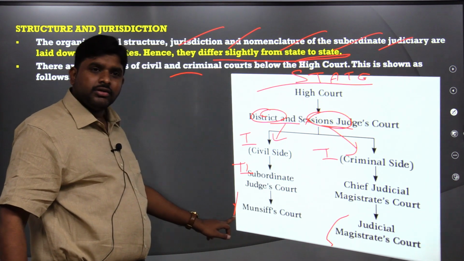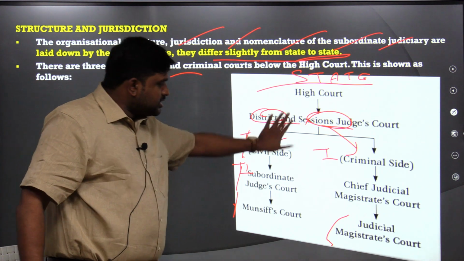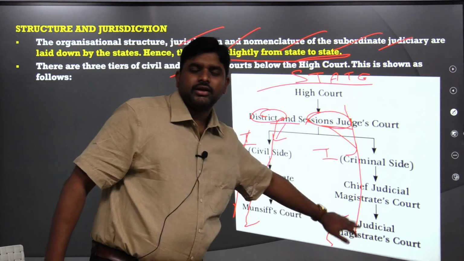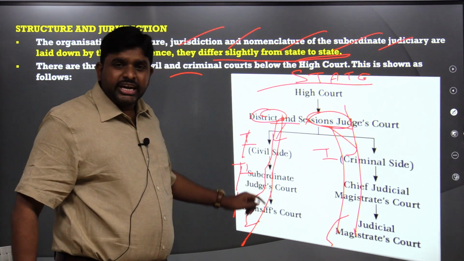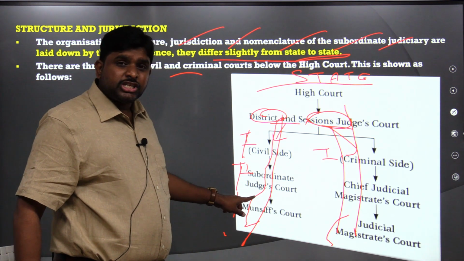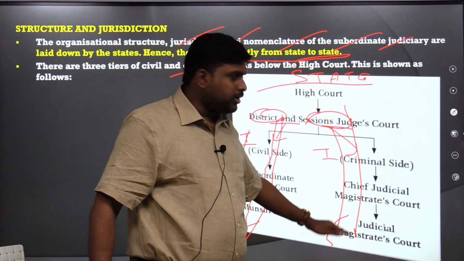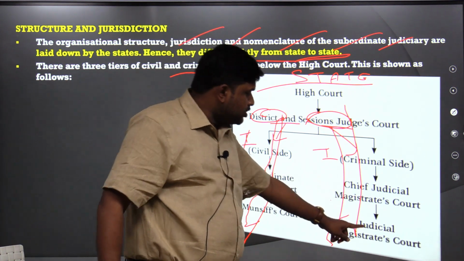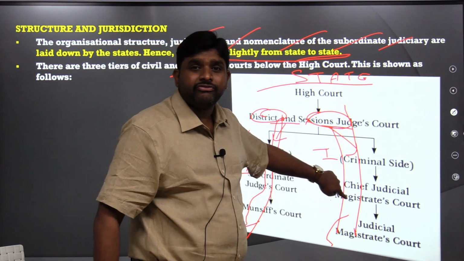Here, municipal court, subordinate judges court, and district judge. This is the civil side, this is the criminal side. On the civil side, it is the municipal court. Above the municipal court, there is the subordinate judges court. Above him, the district judge. This side, judicial magistrates court. Chief judicial magistrate, the only difference is that chief is added. Judicial magistrate court, chief.